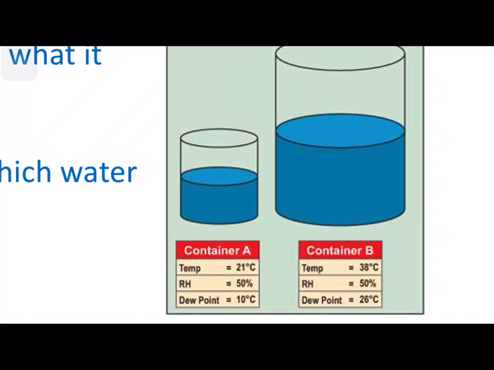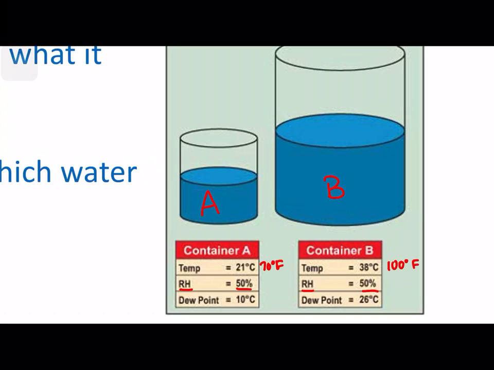Then if we look at this example, you can see two containers. Here's container A and here's container B, and they're representing air. So we have air at 21 degrees Celsius, which is like 70 degrees Fahrenheit, and we have air at 38 degrees Celsius, which is 100 degrees Fahrenheit. Much different temperature. But you can look here, the relative humidity on both of them is the same, 50%.